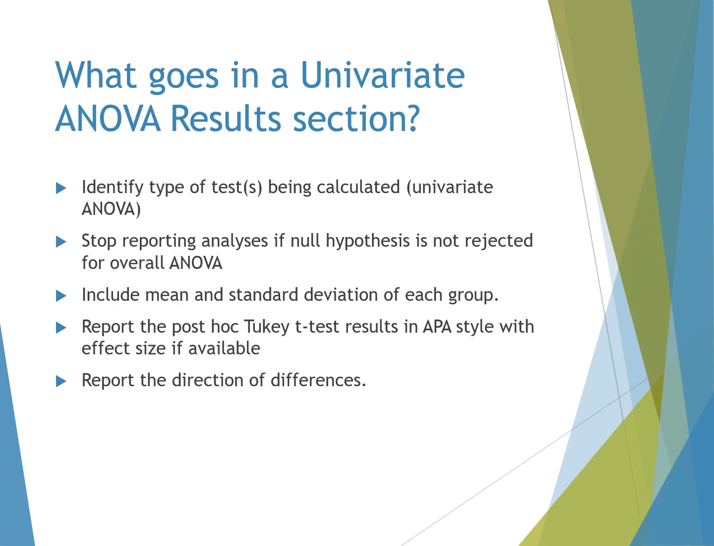Now with the ANOVA, it's a little different because remember, we will have that overall test to see if there's a difference between our groups somewhere. If we retain our null hypothesis for our overall ANOVA, all we have to report is that overall test. But if we reject our null hypothesis and determine that there is some group difference in our overall ANOVA test, then we would also report on the post hoc tests and the effect sizes if available. You want to make sure to include the mean and standard deviation of each of your groups and then report on the direction of the differences.